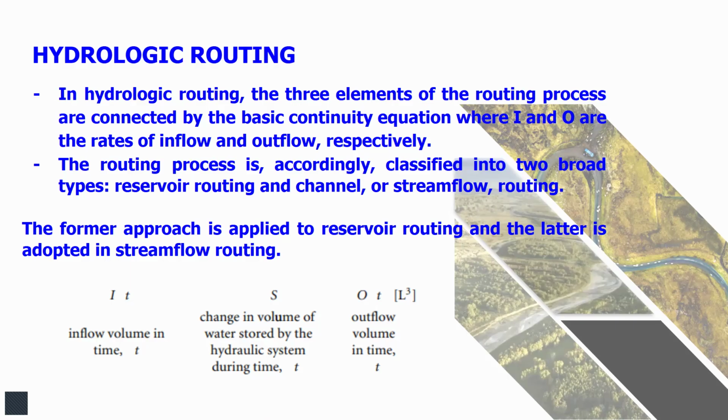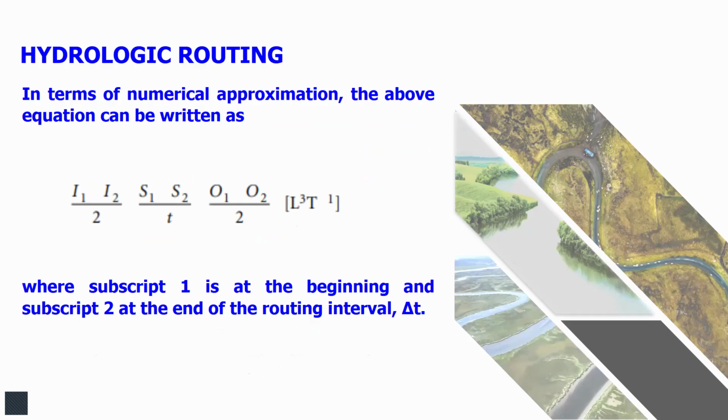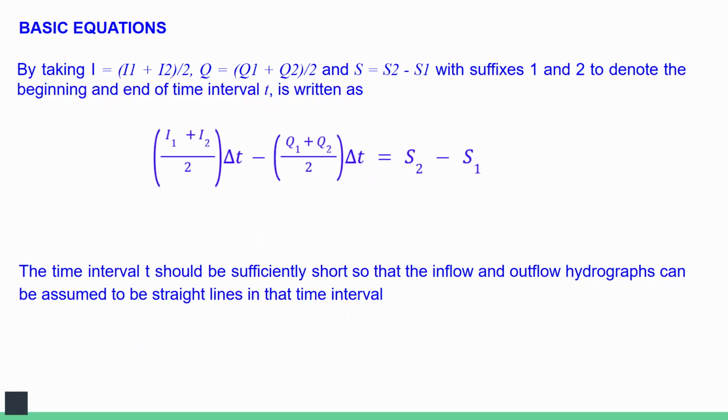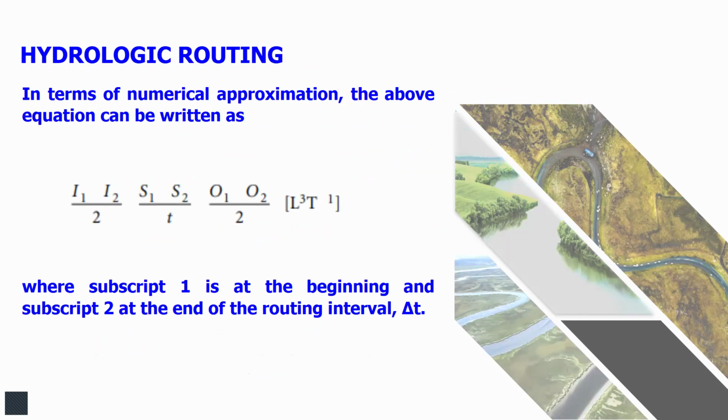Then, in terms of numerical approximation, the above equation can be written as (I sub 1 plus I sub 2) over 2, minus (S sub 2 minus S sub 1) over delta T, equal to (O sub 1 plus O sub 2) over 2, in units of L cubed T raised to negative 1, where subscript 1 is at the beginning and subscript 2 at the end of the routing interval delta T.